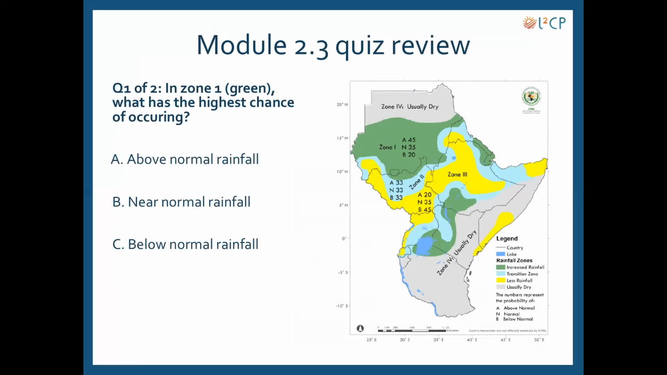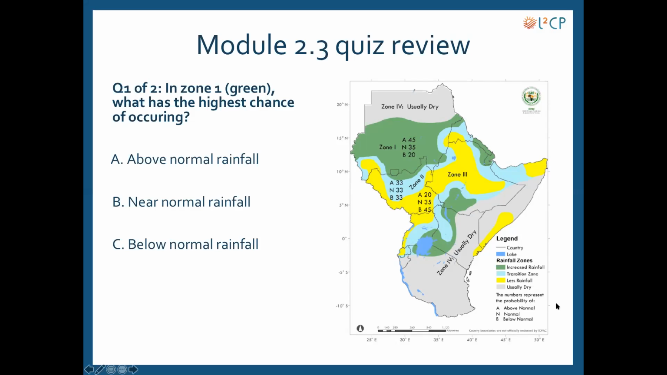Right, I'm going to launch the quiz now. There are 2 questions here, and these are based on the seasonal forecast maps, these tercile maps that you've already seen today. So, question 1, you need to look at the map. Look at zone 1, which is the green zone, and tell me which has the highest chance of occurring. Is it A, above normal rainfall, B, near normal rainfall, or C, below normal rainfall?